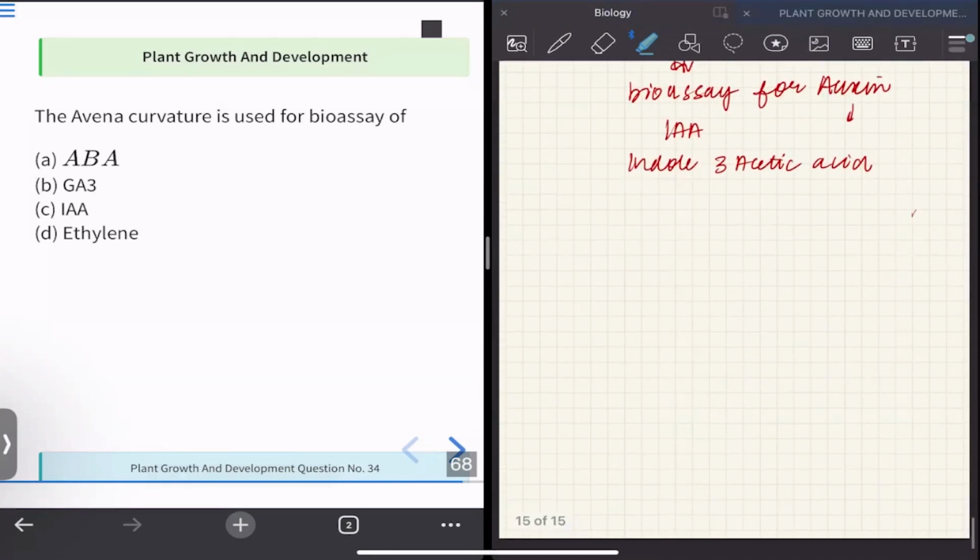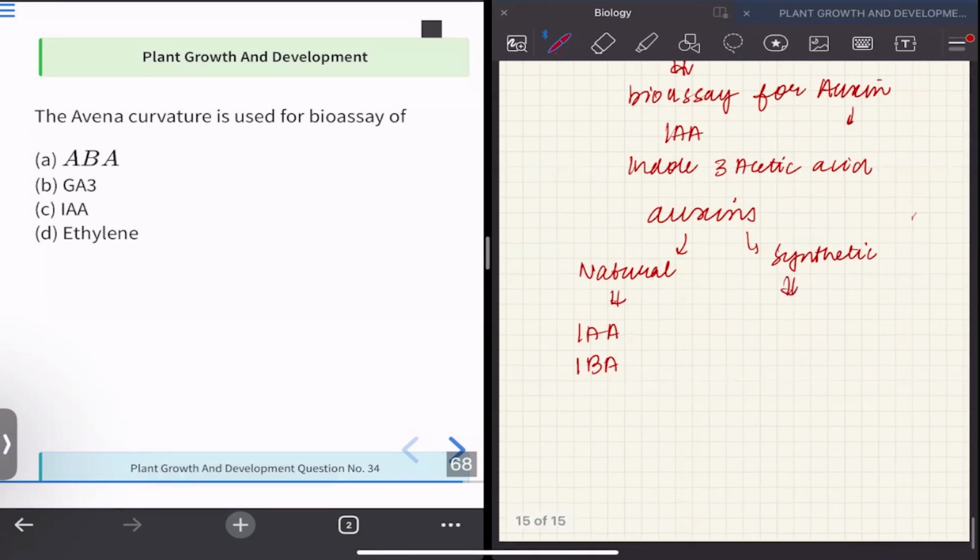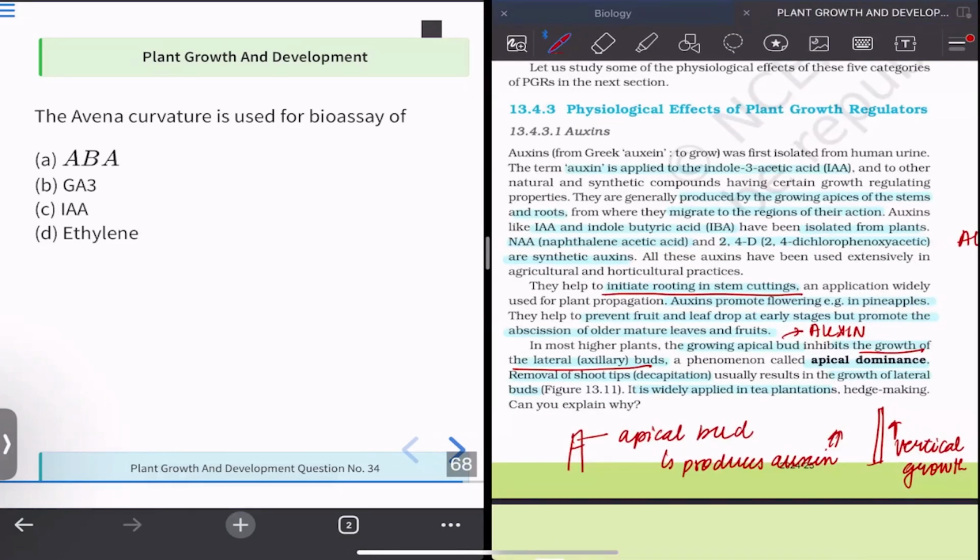So auxins can either be natural or they can be synthetic. Natural, we have IAA, which is indole acetic acid, or IBA, which is indole butyric acid. Synthetic, we have NAA, which is naphthalene acetic acid, and we have 2,4-D, which is 2,4-dichlorophenoxy acetic acid.